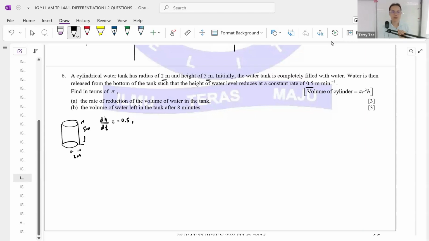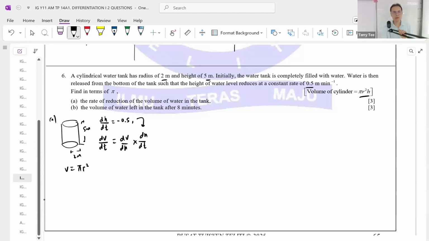Okay, so find, in terms of pi, the rate of reduction of volume of water in the tank. The rate of reduction means we're talking about dV/dt. You're finding dV/dt. Guys, you can write this down first. dV/dt is dV/dH times dH/dt. This dH/dt you can sub inside. dV/dH you can find. So that's why you have to go to the formula for the volume of a cylinder. Guys, the volume of a cylinder is given here, pi r squared h. Right? So you put pi r squared.